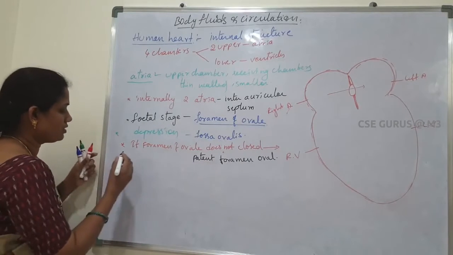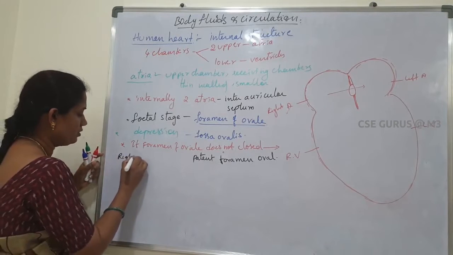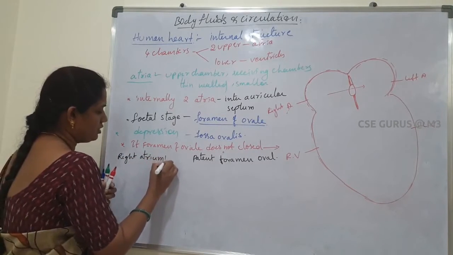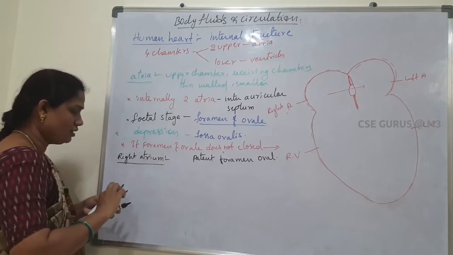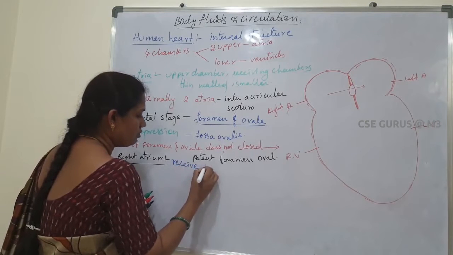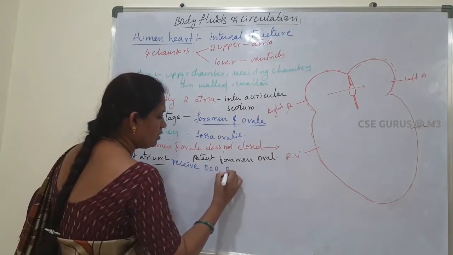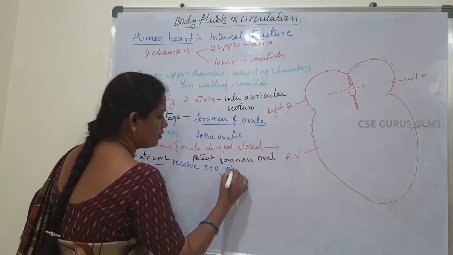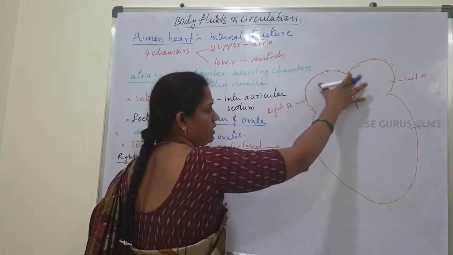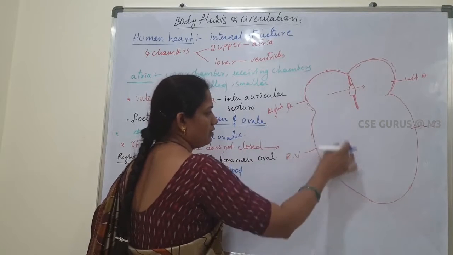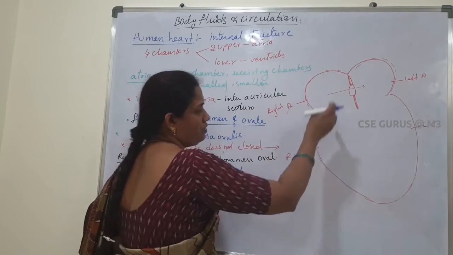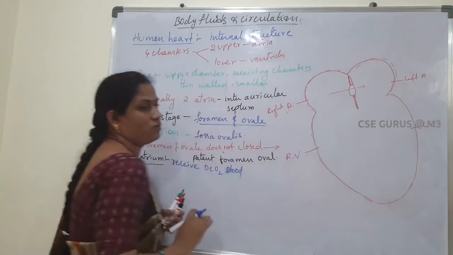Next, the right atrium. The right atrium receives the deoxygenated blood. One point you have to remember: always on the right side deoxygenated blood is present, and on the left side oxygenated blood is present.